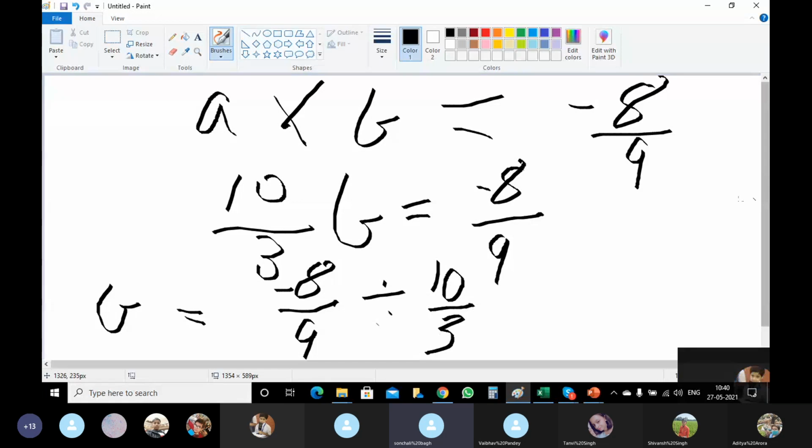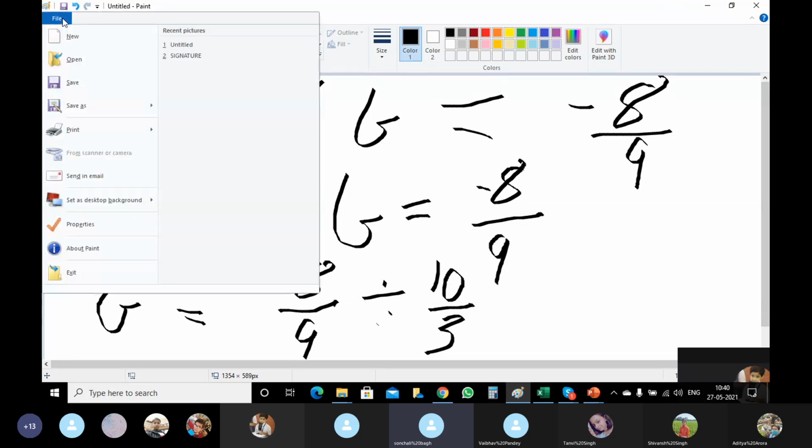And now can you solve it? Yes, ma'am. The answer will be minus 4 upon 15. Okay, that depends on you. Minus 4 upon 15, I don't want the answer, I just want the method. Answers you can cross check by yourself. Okay, let's see the 8th one. Okay, now let's see the 9th one. Okay, 8th one first. Let's take the 8th one first.